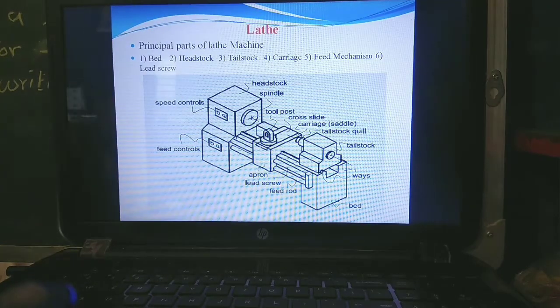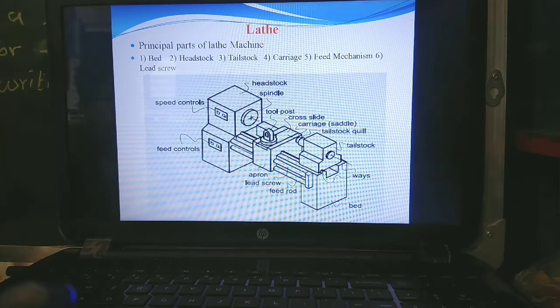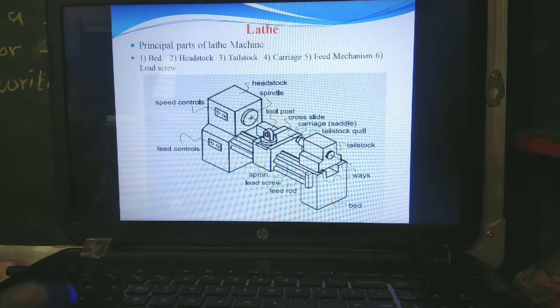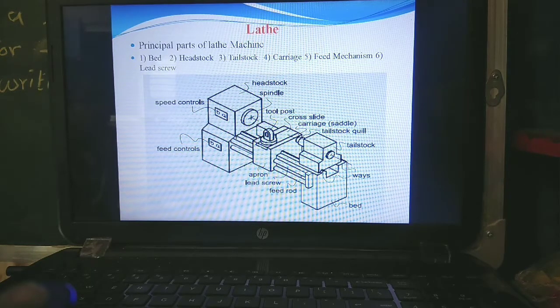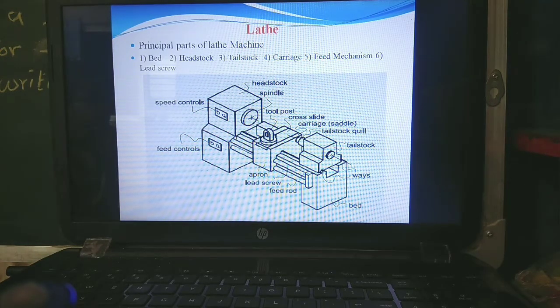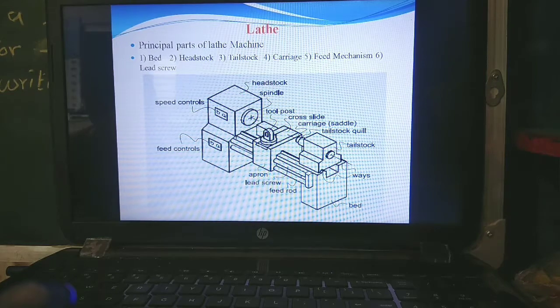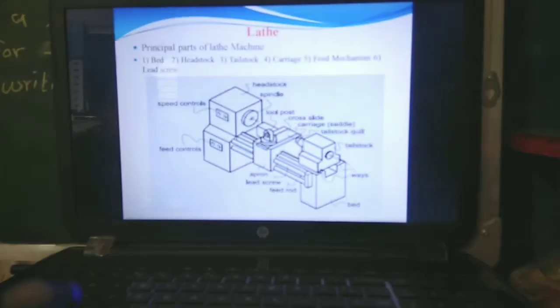In lathe components, we look at the part called the carriage. The carriage controls and supports the cutting tool. With its help, the tool moves away from or towards the headstock. It has 5 major parts: saddle, cross slide, compound rest, and tool post, which are on the saddle. Then the apron is below these components.